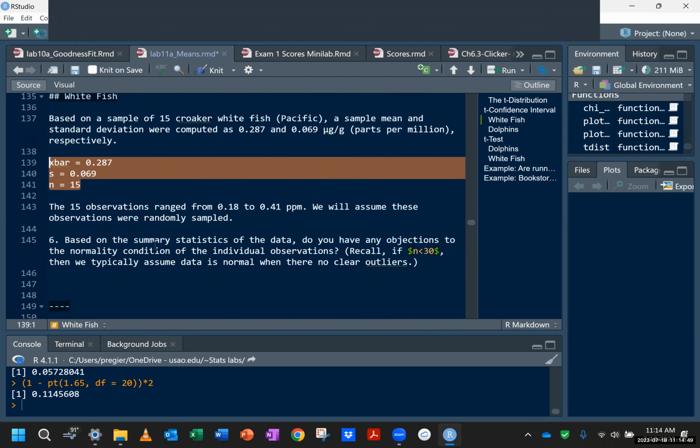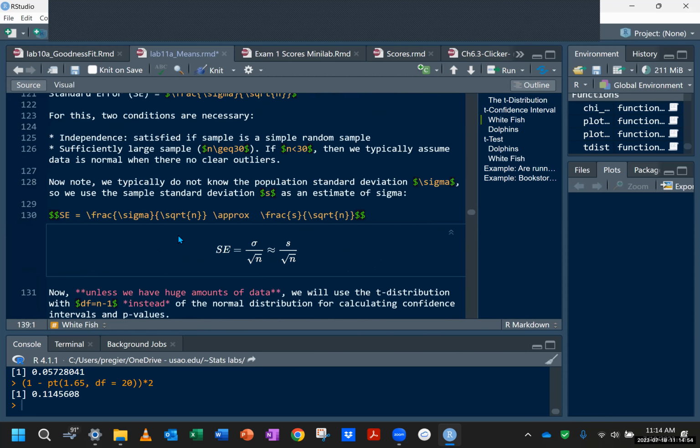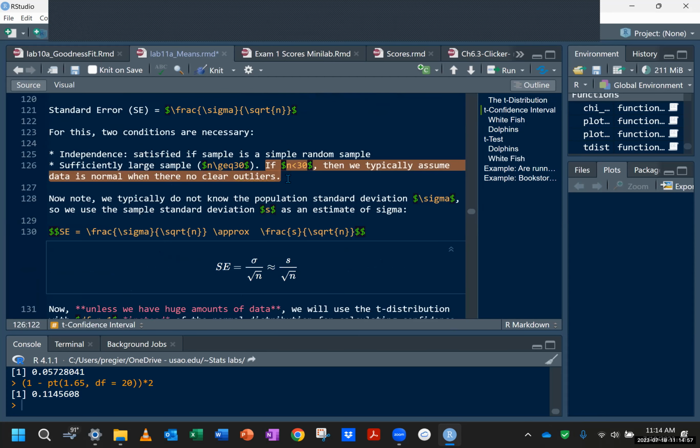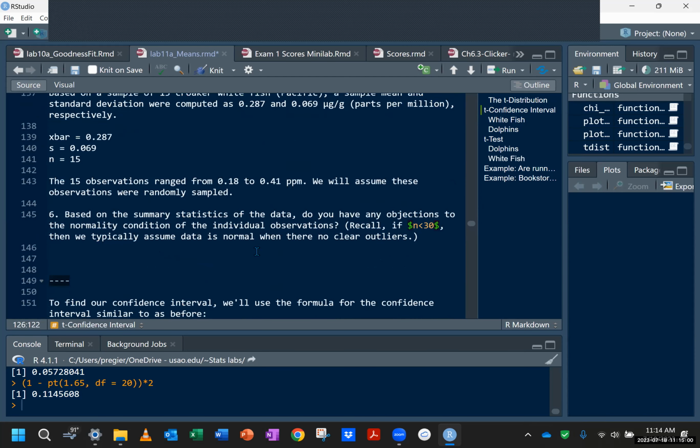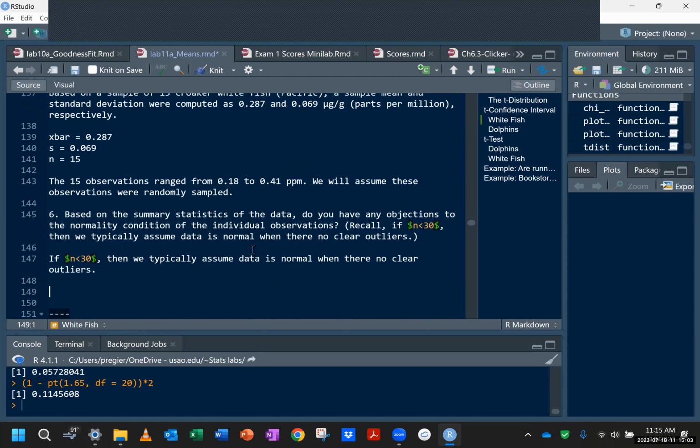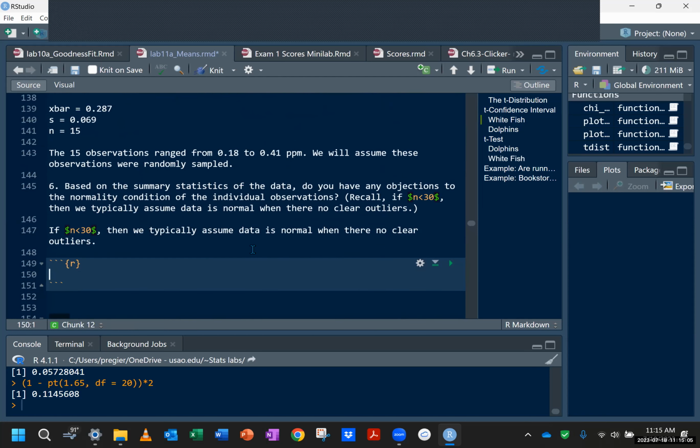So based on this, we don't have a very big sample. That's not a problem if we can still check. Since it's less than 30, can we assume there's no clear outliers? So how do we identify clear outliers? Clear outliers, we can see from a normal distribution, if we look at our data and assume it's a normal distribution, we got 0.287, and we want to be within 2 standard deviations to the left and 2 standard deviations to the right.